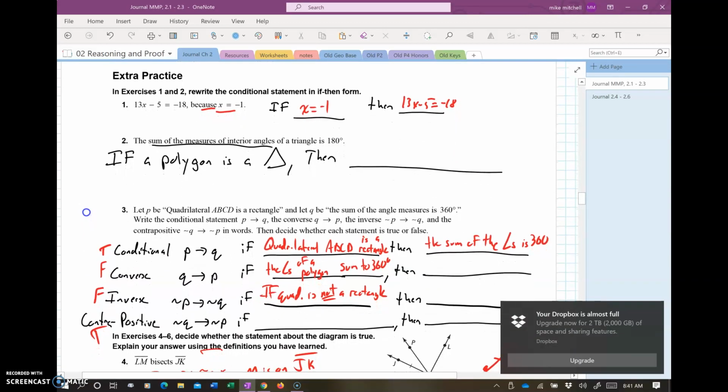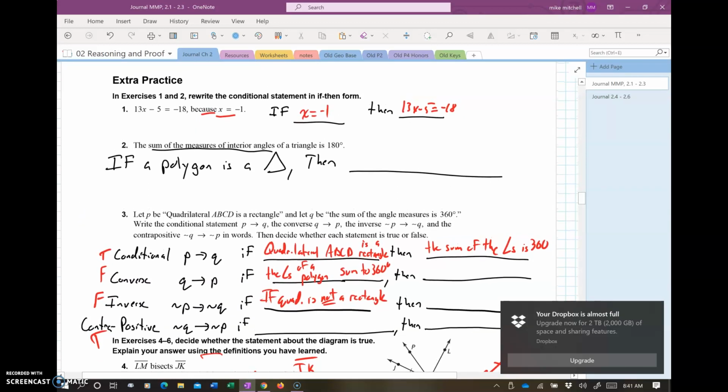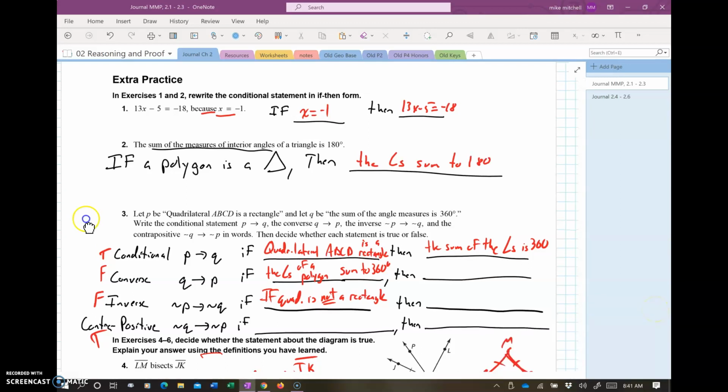The sum of the measures of the interior angles of a triangle is 180. Well, if a polygon is a triangle, then give it a chance to answer. The angles sum to 180. Try writing some of these on your own. Don't just wait for me to write them down. Okay? It's okay to make mistakes. Correcting those mistakes is how you get better. I don't know why that's on the page.